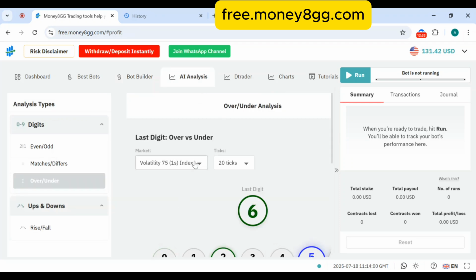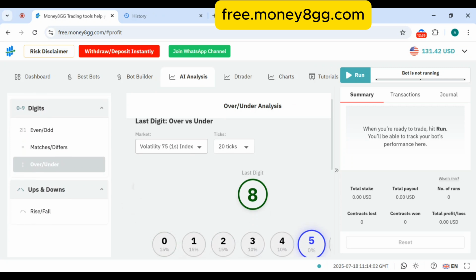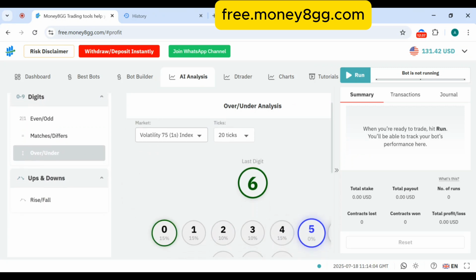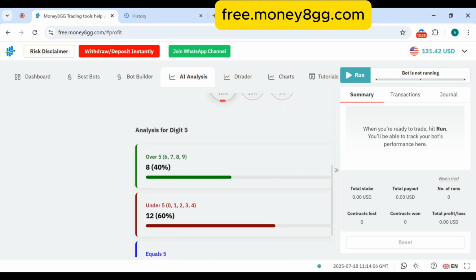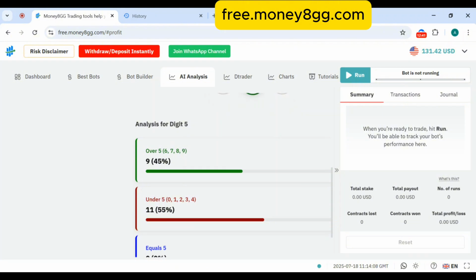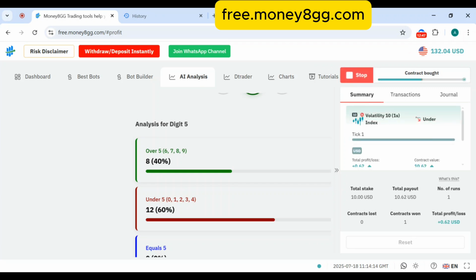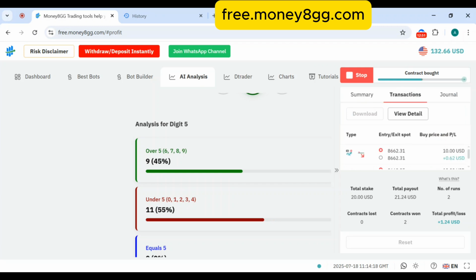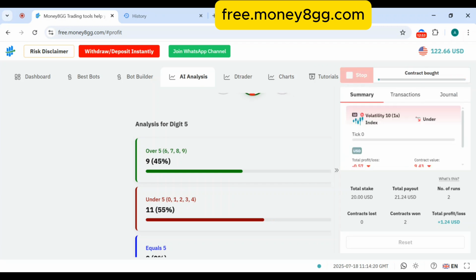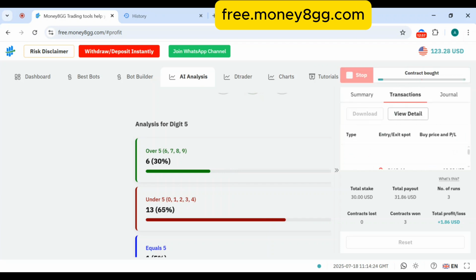So let's go on and see if our follower was able to find a few more trades. So this is 75.1S, and I can see under 5 was at 55%. It's now at 60%, and they click run. So this is somebody who is very good at following instructions. You can see the summary is showing one trade as the trade happens. Then the transaction shows all the trades, and then the journal will tell you what the bot is doing.